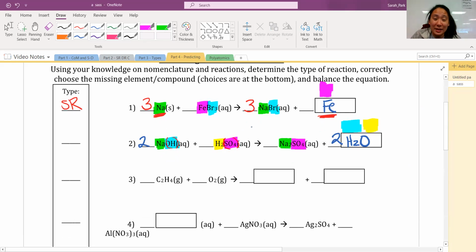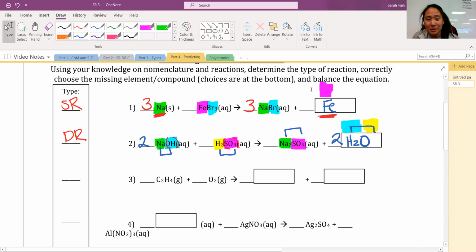Okay. Not that it's important to balance, but you do need to know the type. So you look at it very carefully and you're like, okay, this has a partner and this has a partner. And what happened to those partners? They swapped partners over here. So that means this is a double replacement reaction.